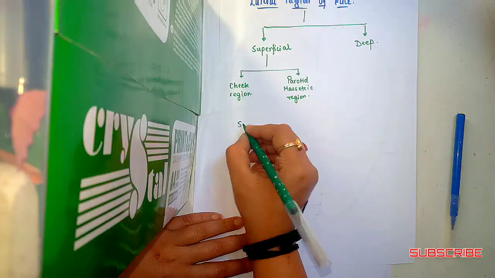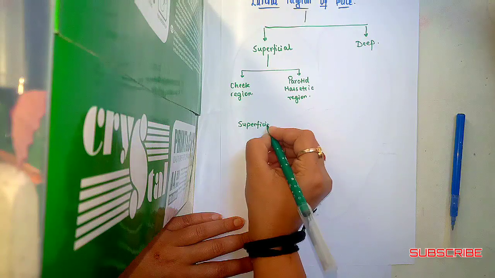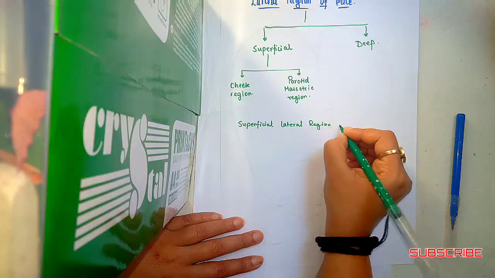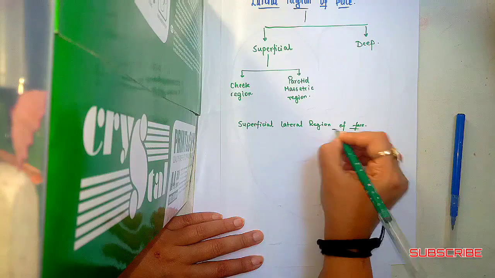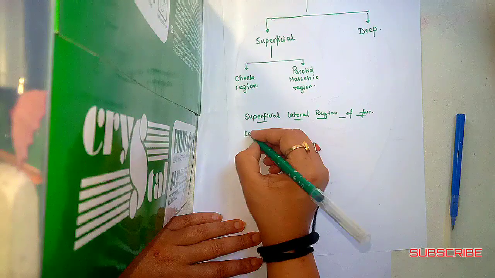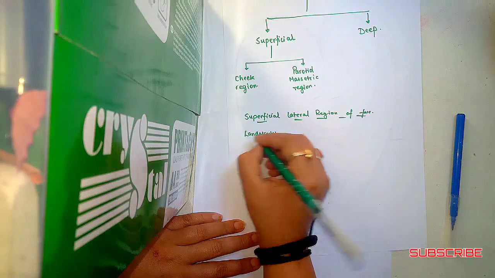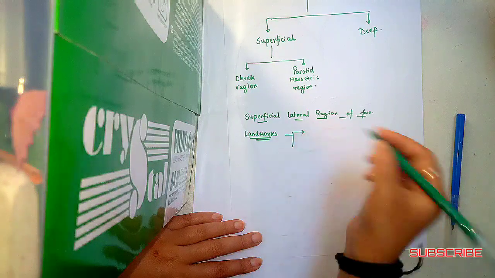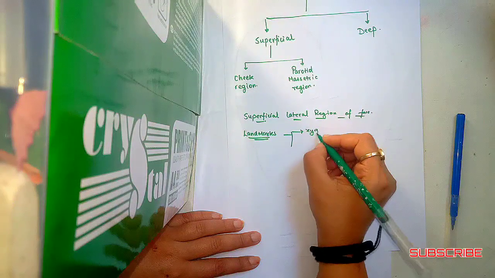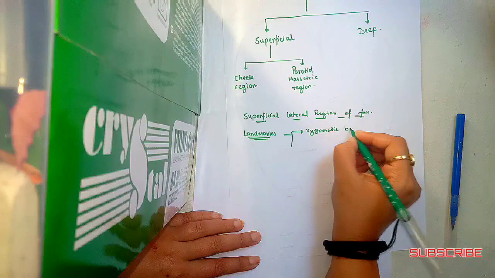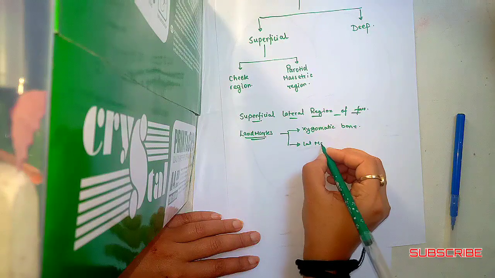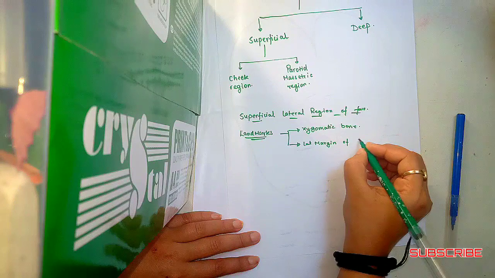So the superficial lateral region of the face. We will see the landmarks. The landmarks are the zygomatic bone, or you can say the zygomatic arch, and the lateral margin of the eye socket.